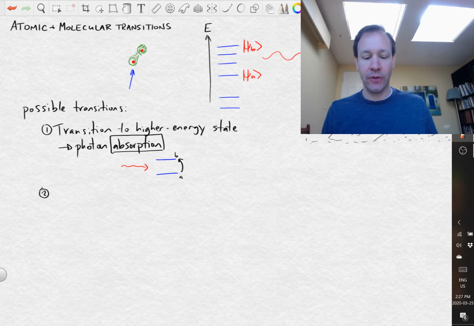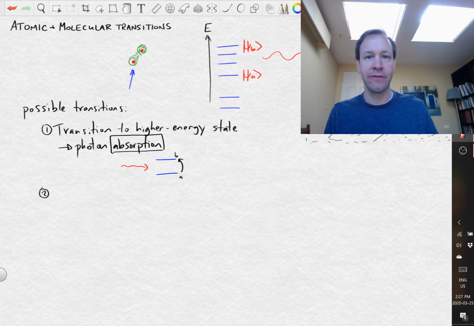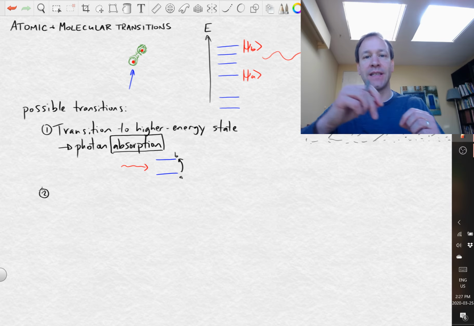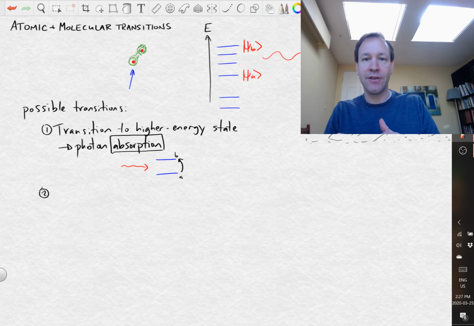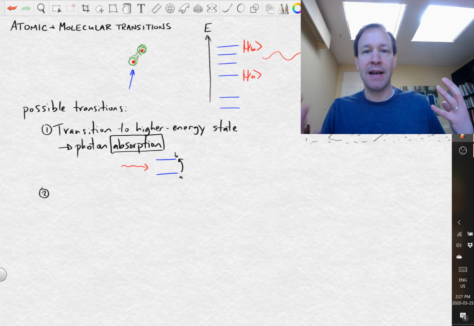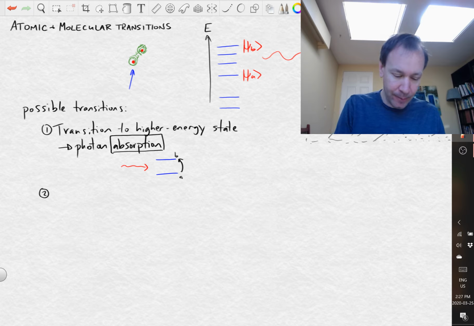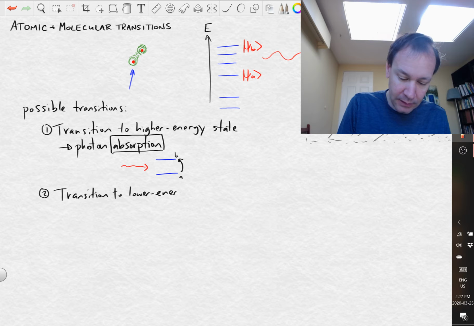The next one we would have kind of the opposite. So this is a little bit counterintuitive. What we saw in the last video is that if you have a frequency that matches an energy difference between your state and some lower energy state, then you still have a high probability or a higher probability of making a transition. And so what we can have is a transition to a lower energy state.